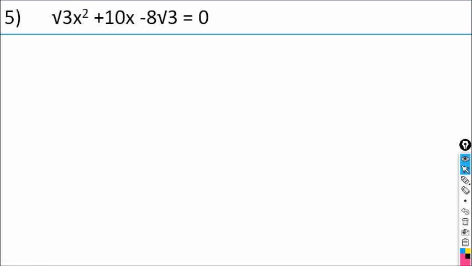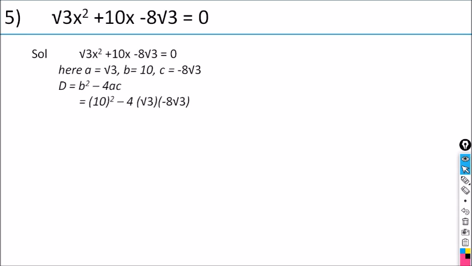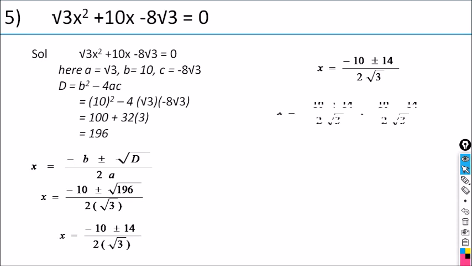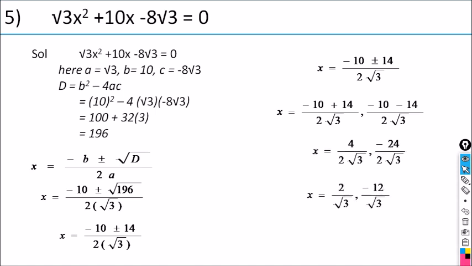This is another problem on the same line. We just identify a, b and c and find the value of D. D comes to be 196. And the value of x will be substituted in the quadratic formula. And the value of x comes to be minus 10 plus minus 14 upon 2 root 3. We will be having two cases, minus 10 plus 14 by 2 root 3 and minus 10 minus 14 by 2 root 3. So x is 4 by 2 root 3 and minus 24 by 2 root 3. By simplifying this further, you get 2 by root 3 and minus 12 by root 3.